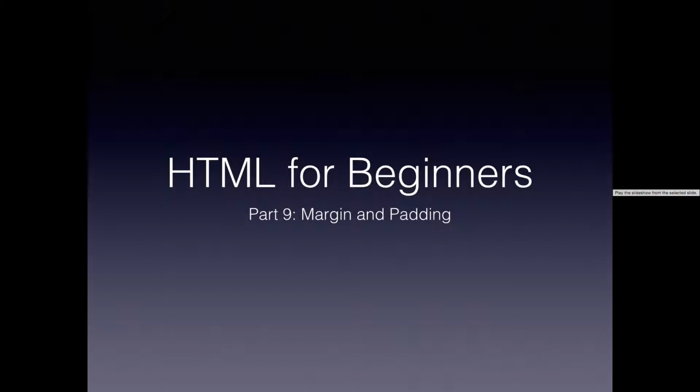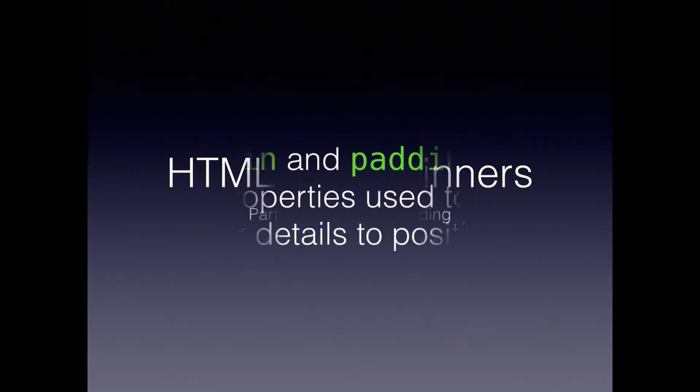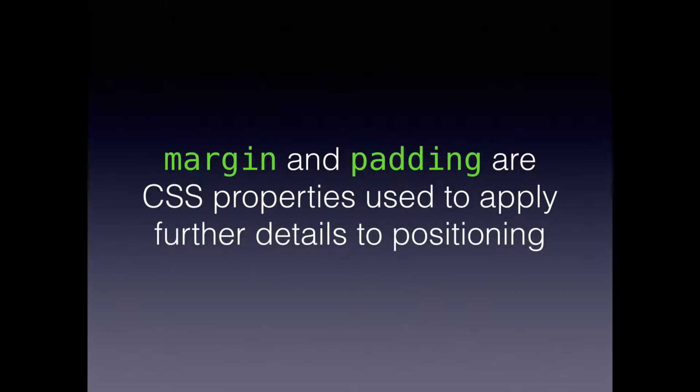Today we're going to talk further about positioning, specifically margin and padding. Now these are both CSS styling properties which are used to apply further details to positioning. Now we're going to take a look at each of these.